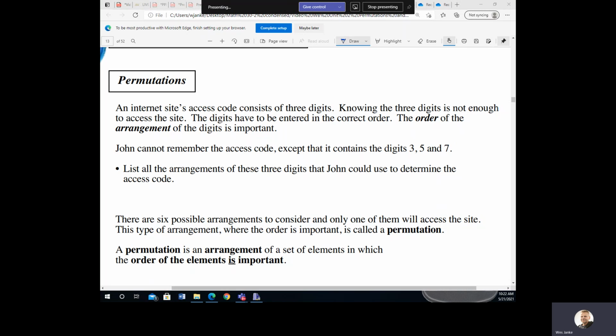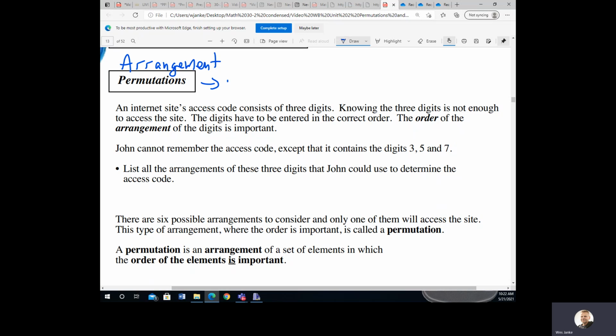Permutations. For permutations, another way you can think about them is arrangements. Permutations are arrangements where order is important.